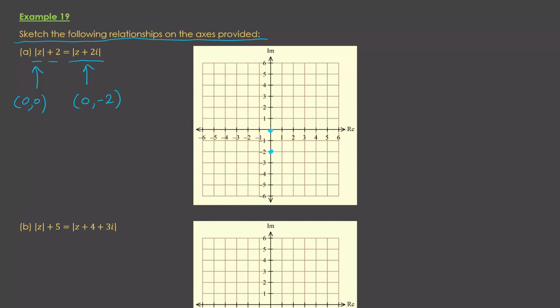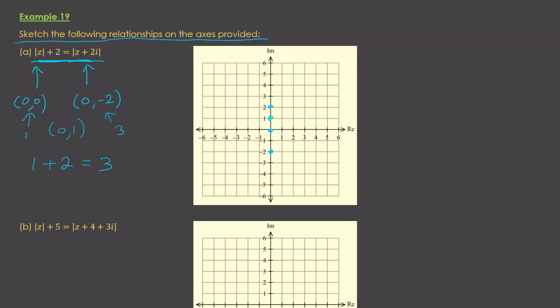0, 0. So consider this point here. Consider the point 0, 1. Its distance from 0, 0 is 1. Its distance from 0, negative 2 is 3. So if we substitute into here, we get 1 plus 2 is equal to 3. Clearly, this point is in that locus.